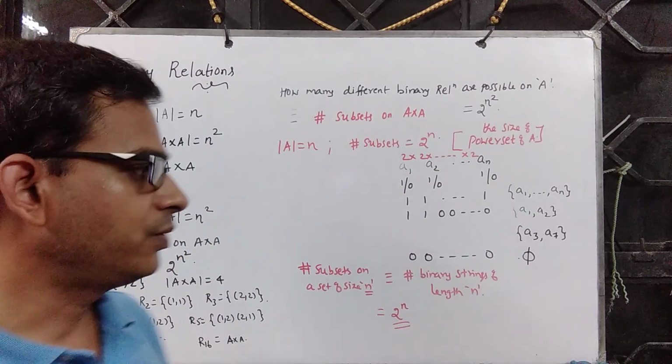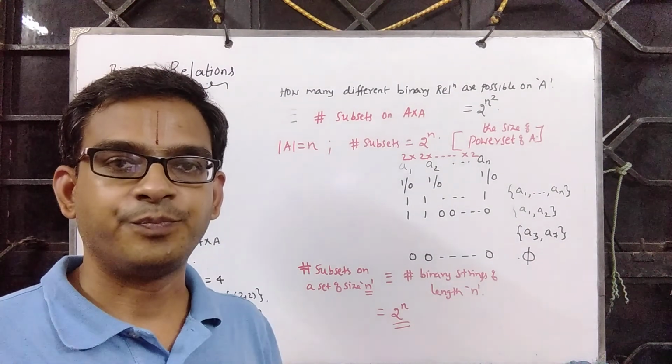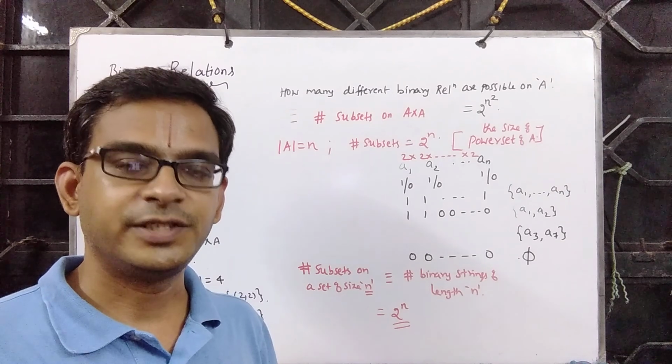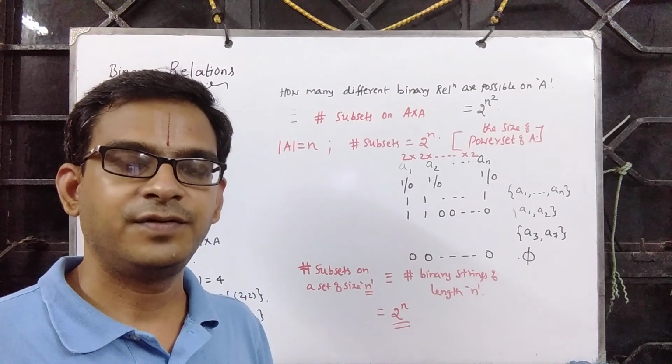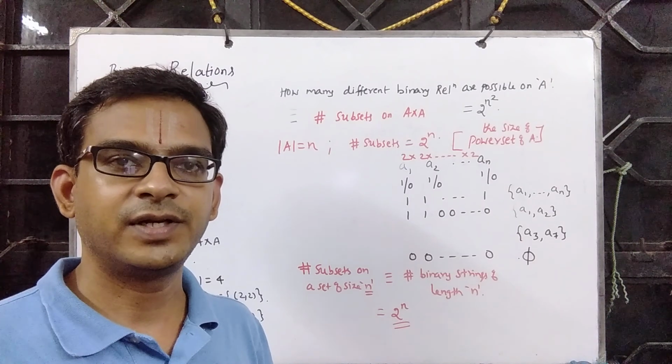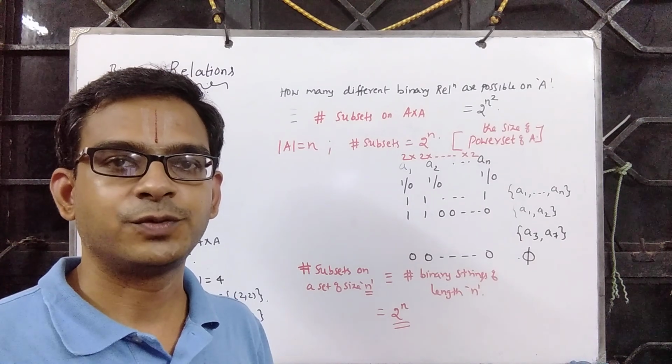Now what we will do is describe some properties of these binary relations. Given a binary relation, we will ask, does the given binary relation satisfy so and so property or not?